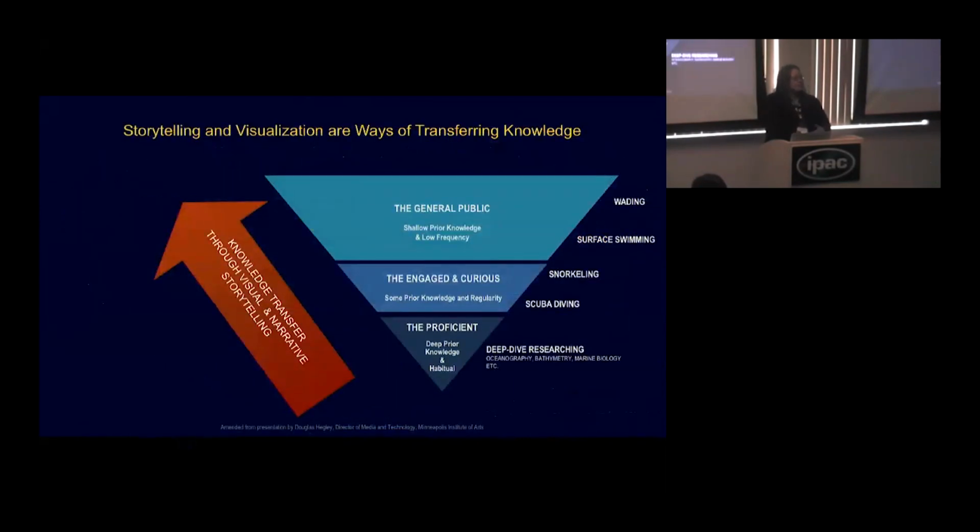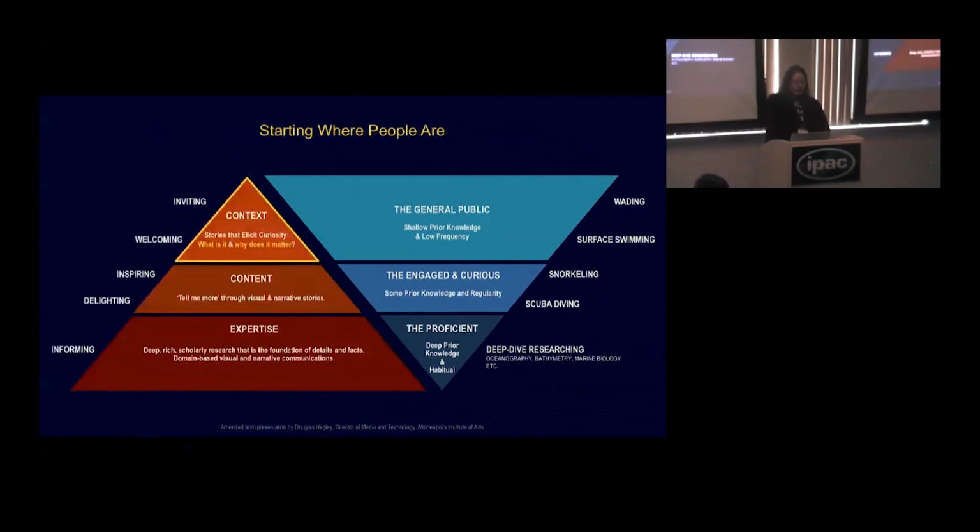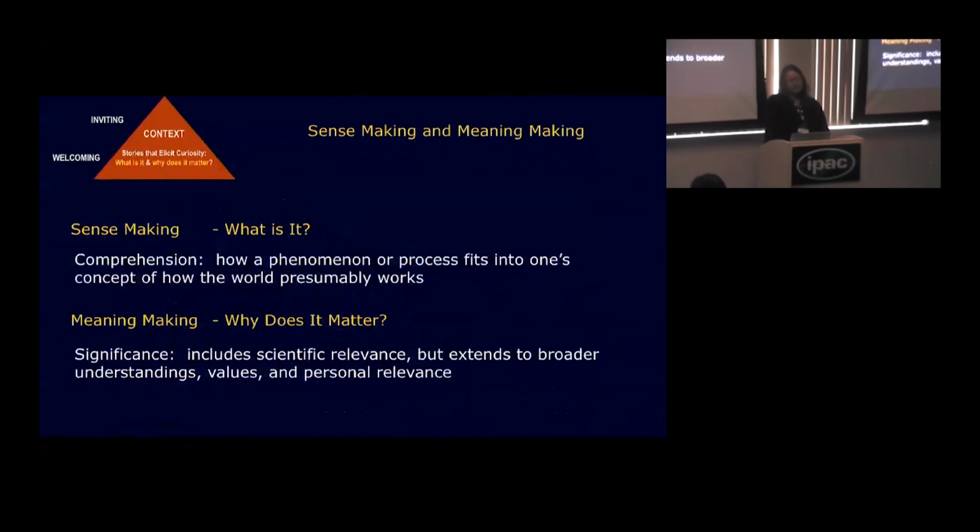This is really important. This diagram is actually refined by a colleague from one of the art museums, and we're pretty familiar with this, where the general public has shallower knowledge, et cetera, and our job is to transfer knowledge. The key thing here is that often we're trying to transfer expertise, but really for the general public, transferring context is really important.